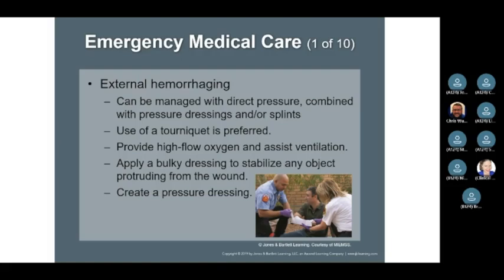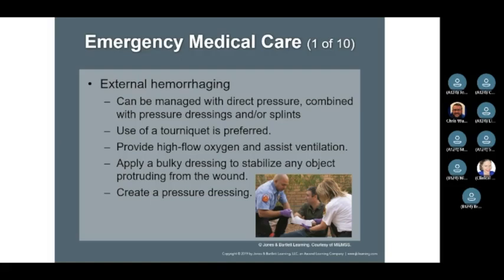Provide high flow oxygen and assist ventilation if needed, with attention to cervical spine control in the trauma patients. To control external bleeding, follow the steps that you see in the table in skill drill 27.1. Apply bulky dressing to stabilize any object protruding from the wound and apply pressure as best as you can without interrupting until bleeding is controlled.